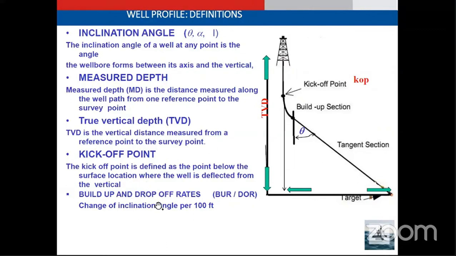Build and drop-off rates are the change in angle per 100 feet. As mentioned, if the build-up rate is 2 degrees per 100 feet, then for each 100 feet I drill, the angle increases by 2 degrees. When I reach the end of the build-up section, I hold the angle until I reach the target. This is called the tangent section. Then there are other profiles, and we will go through all the profiles.